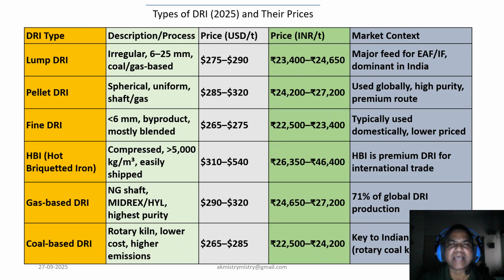HBI is dense and easy to ship, especially where we have export requirements. Where oxidation issues of DRI are there, and to contain more metallic content with some accommodational constraint, HBI is the more preferred component. Coming to gas-based DRI, which is produced from Midrex or HYL, it represents the majority of global production, while coal-based DRI, though cheaper, comes with higher emissions and remains India's backbone.